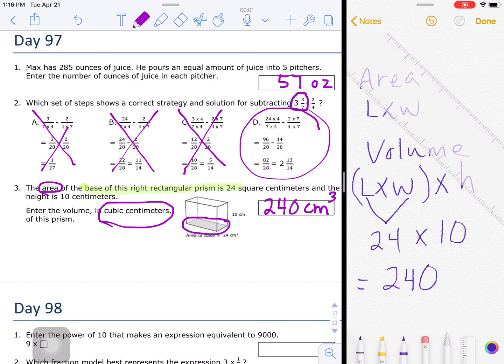You could also write it 240 cubic centimeters. However, wherever my little m went, kind of went off the edge there. But whatever you prefer, it really doesn't matter.